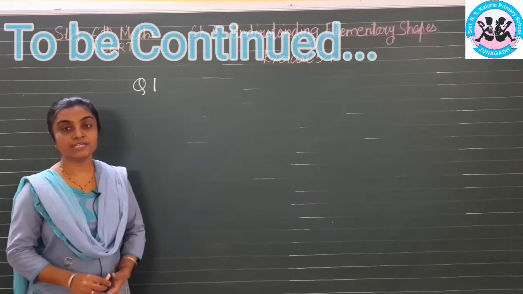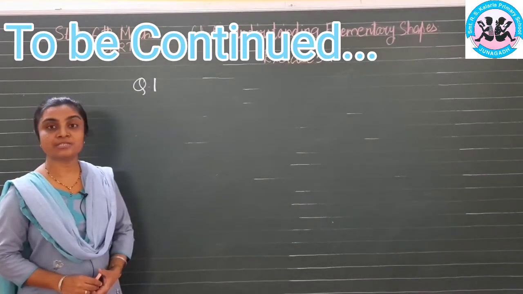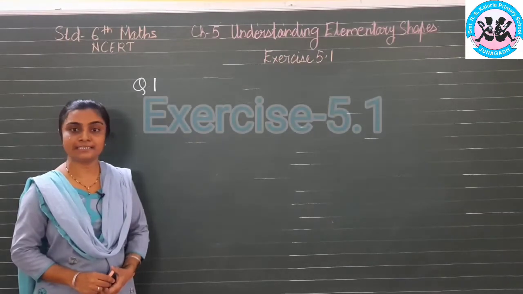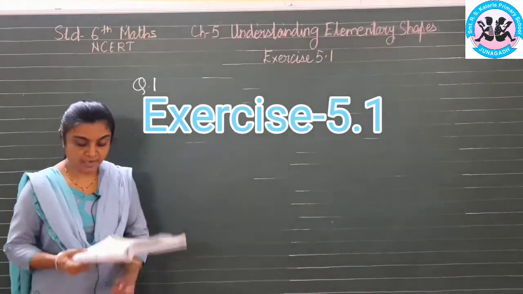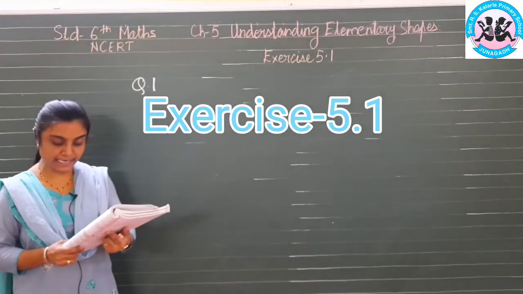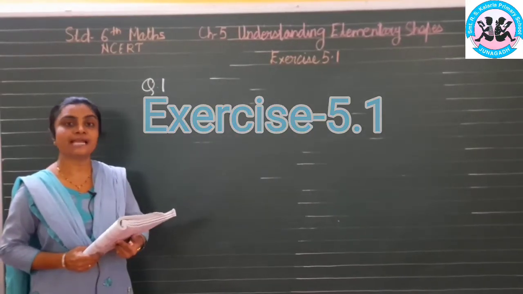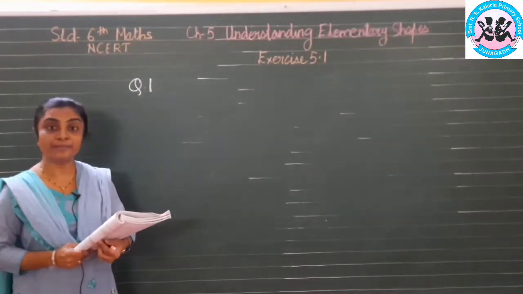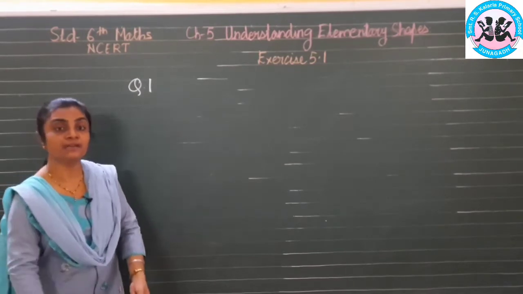Hello students, today we will start with chapter number 5, understanding elementary shapes of exercise 5.1 of standard 6 NCERT. I will read out the questions and we will solve the exercise. The first question is, what is the disadvantage in comparing line segments by mere observation? What is the drawback of comparing line segments through the eyes?